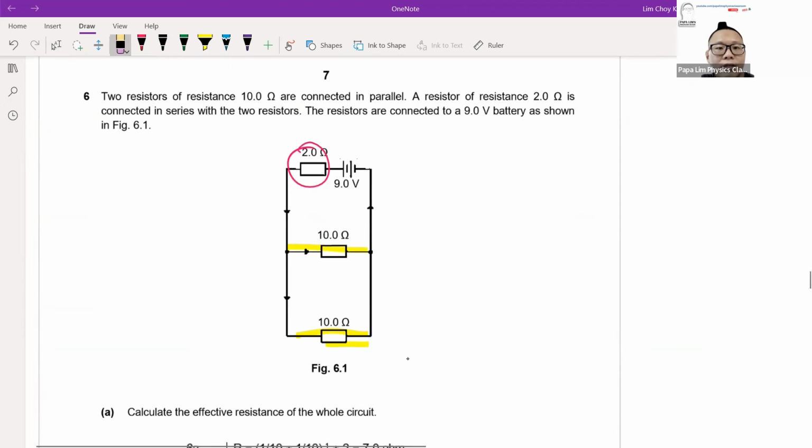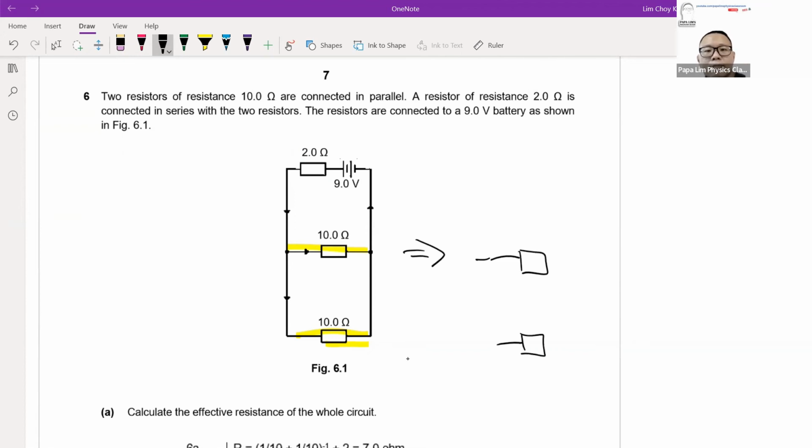In fact, this 2 ohm is beside the 9 volt battery. If you can't see the arrangement for the 2 ohm, my advice is to redraw the circuit. So let's take a look at this. I'll keep the 10 ohm here.